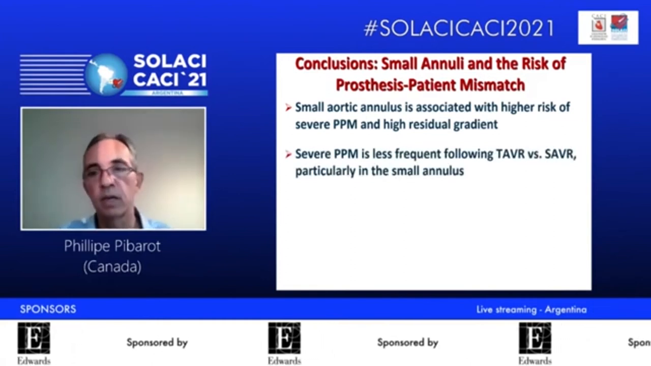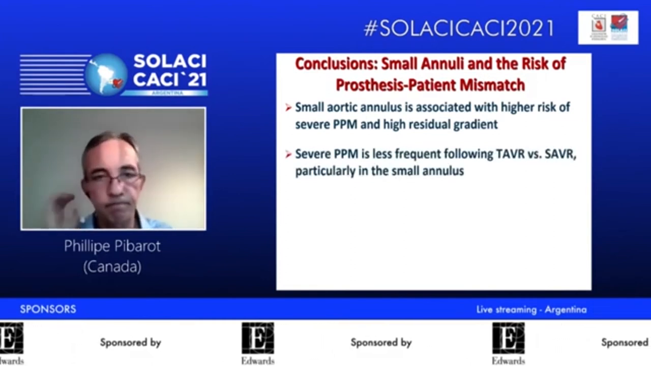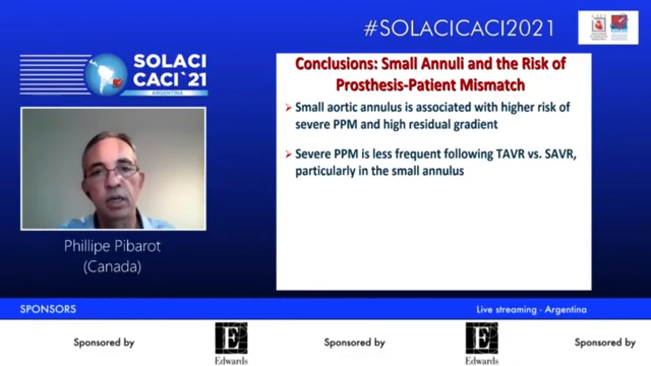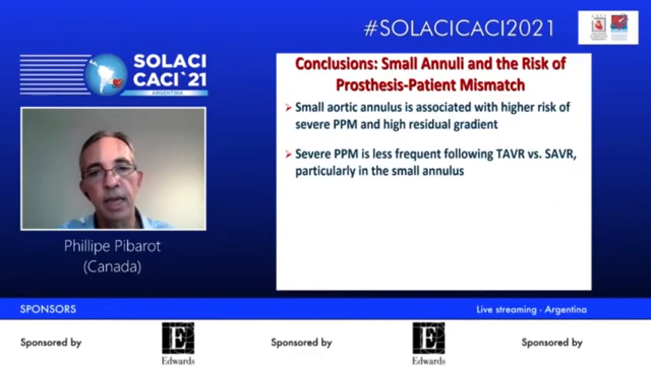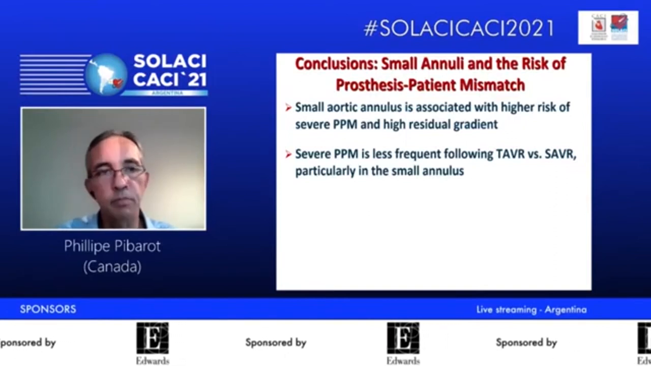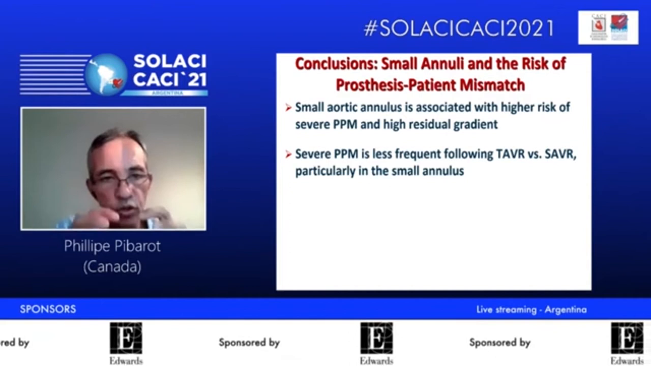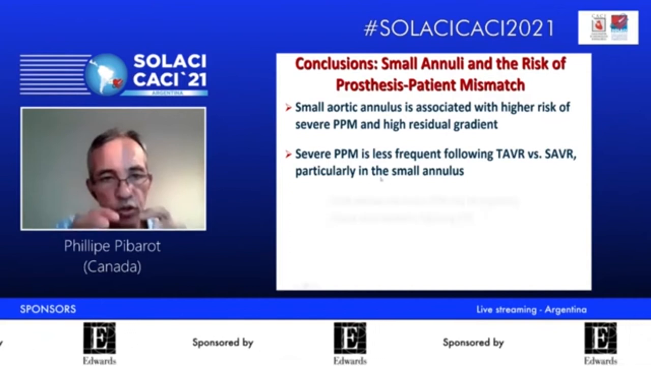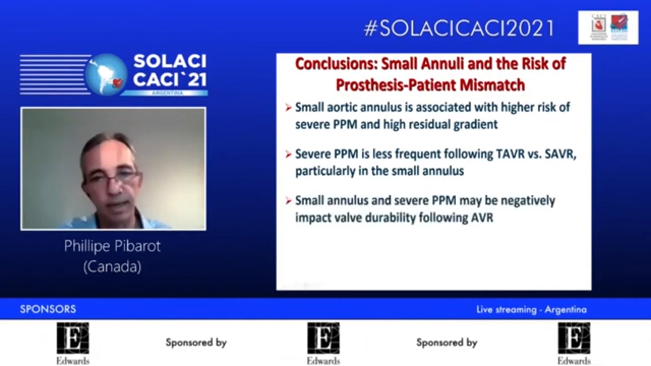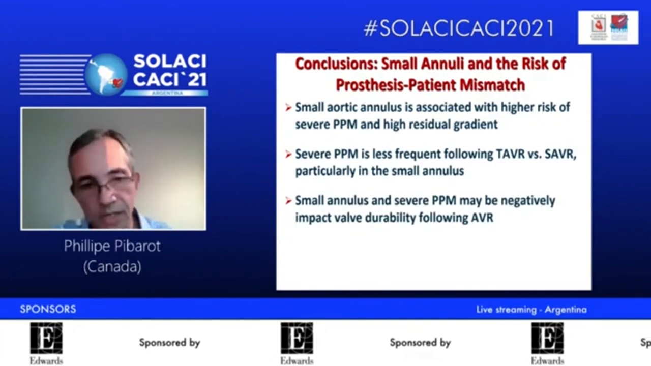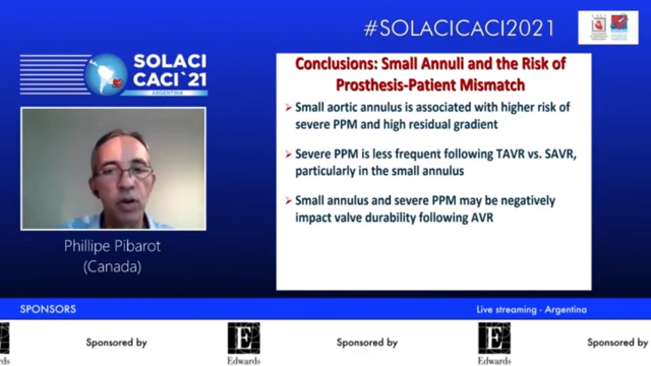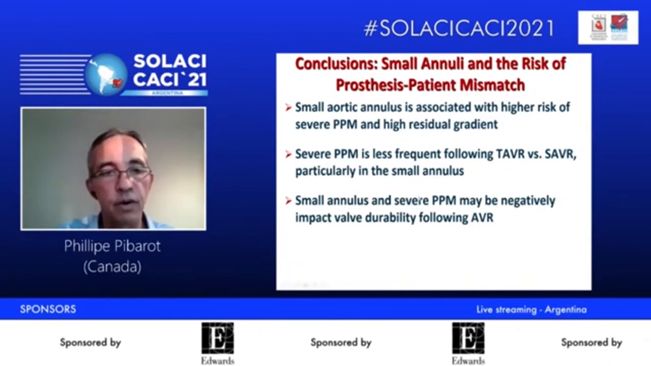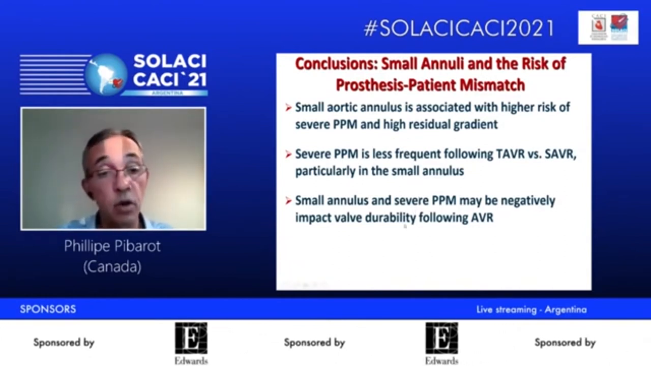Severe mismatch is less frequent following TAVR versus SAVR when you compare similar generations. This is quite obvious from several randomized trials. And this is particularly true when you get into the small annulus, the more hostile anatomy. Small annulus and severe mismatch may negatively impact valve durability following AVR.